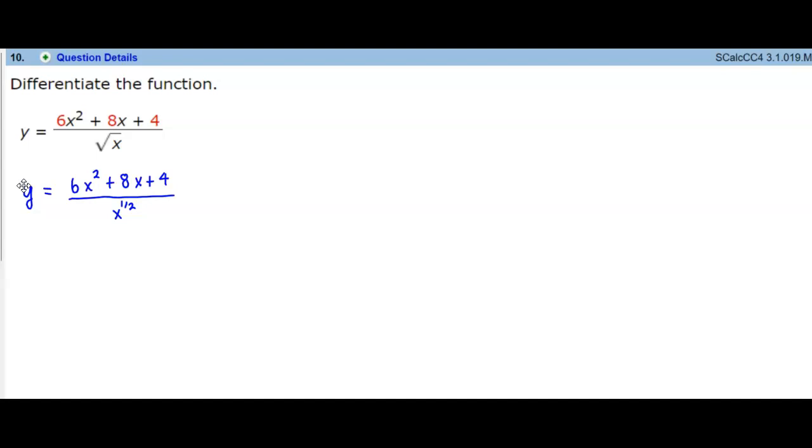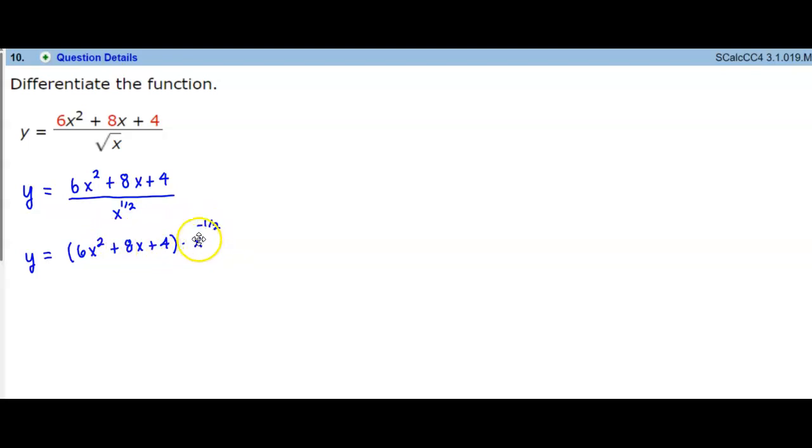Okay? And so then what we can do is we can say y is equal to the quantity of 6x squared plus 8x plus 4 times x to the negative 1/2. So now again, we can rewrite this up in the numerator as a negative exponent, and now we're going to distribute it to each one of these terms.